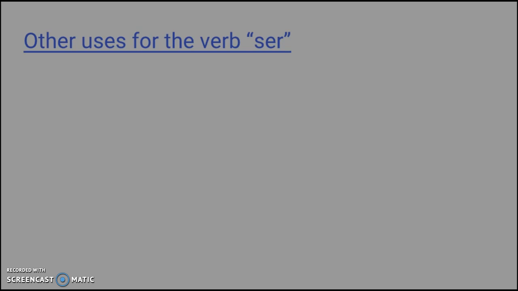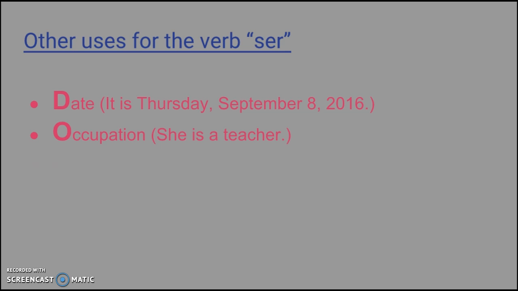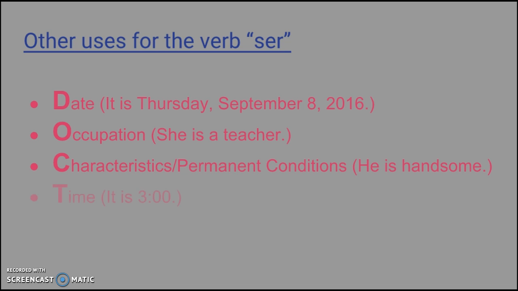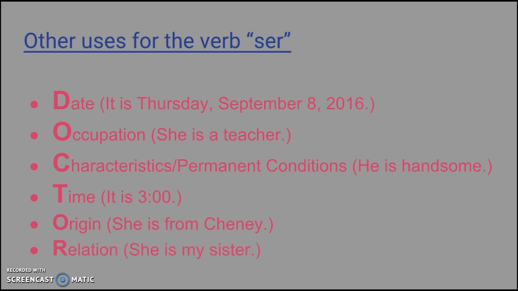There are a few other uses of the verb ser that we're going to learn about later. You can go ahead and jot them down now if you want to, but they're going to be covered in lessons in the future. There's an acronym that I like to use to help me remember all the ways that we use ser, and that's the word doctor. So D stands for date, O for occupation, C for characteristics or permanent conditions, T for time, O for origin, and we did talk about origin in this lesson, so that's one that you should be familiar with now, and R for relation.